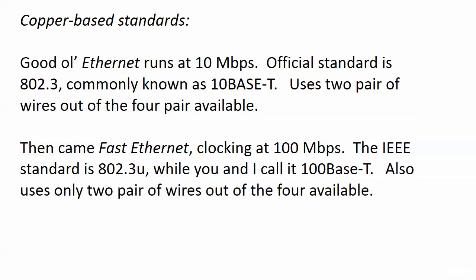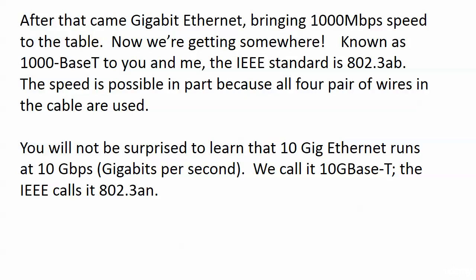So now you're thinking, wouldn't it be a good idea if we had a way to use all the wires in there? Well, we didn't have the technology to do that originally, but now we do, and that allows Gigabit Ethernet to exist, 1000 meg speed. Now we're getting somewhere. This is 1000BASE-T if you and I are just chatting across the table, but the IEEE official standard is 802.3ab. The speed is possible in part because all 4 pair of wires in the cable are used. We're going to revisit Gig Ethernet in a few minutes, and you'll see a big reason that that speed is possible.